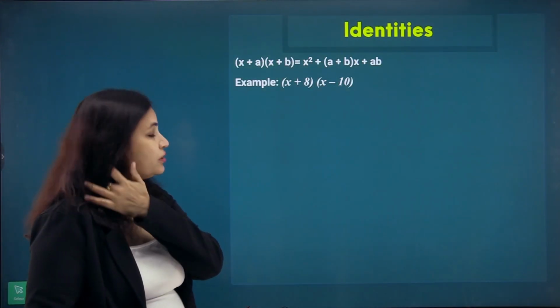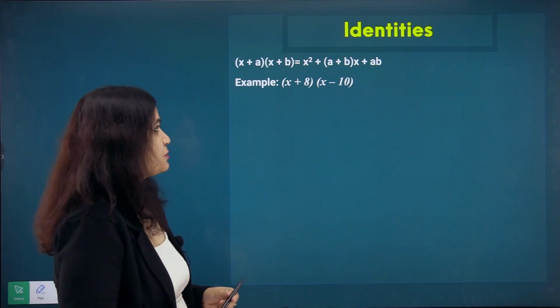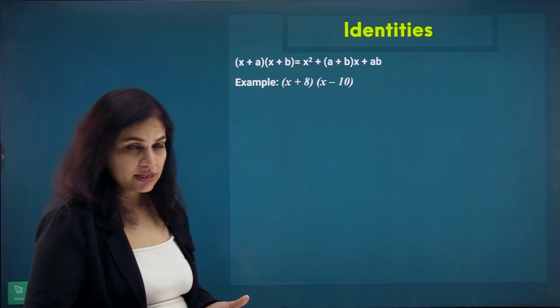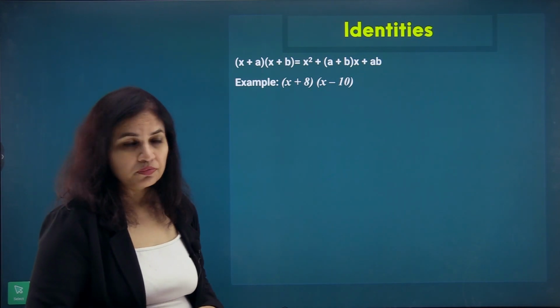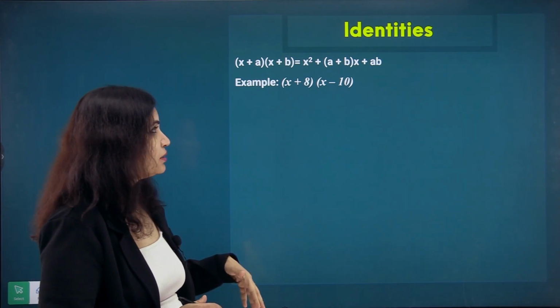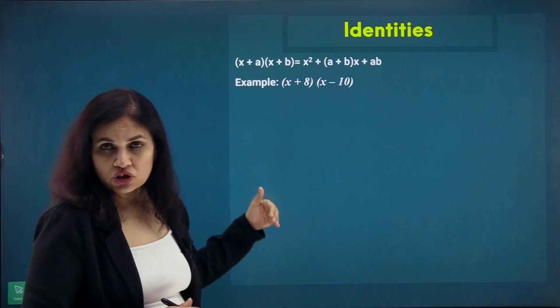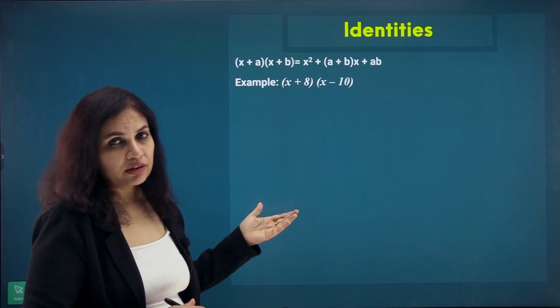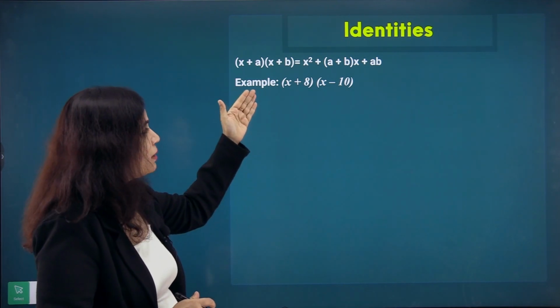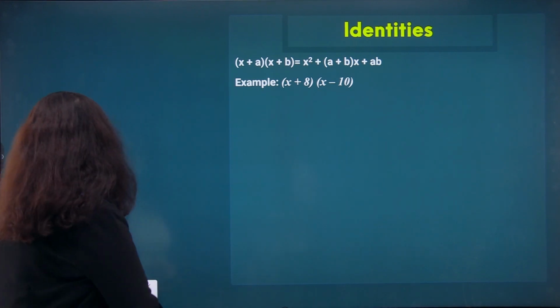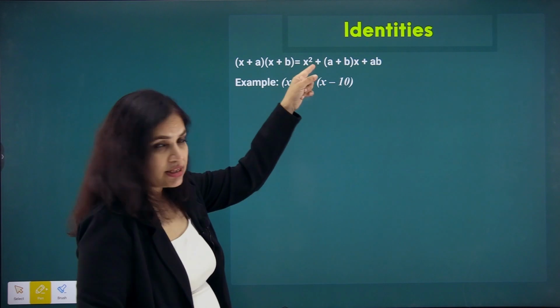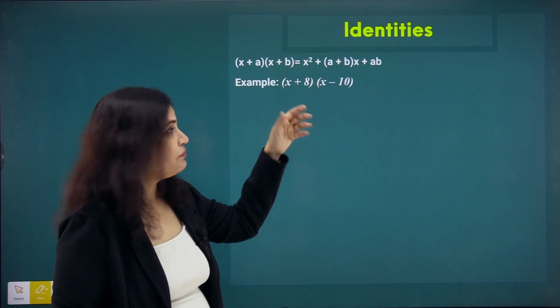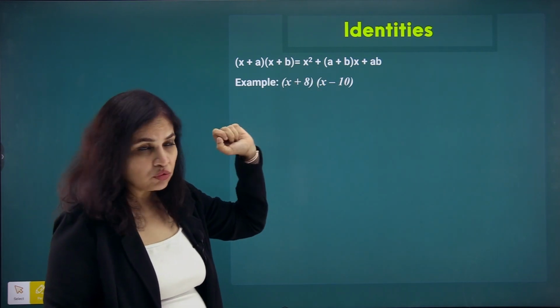The fourth identity rather, (x + a)(x + b), how can I use it? Suppose two factors are given to you and you have to expand it. So the expansion of linear factors can be done by using this identity. If I expand it using this identity, I can do it directly without actually multiplying two binomials.